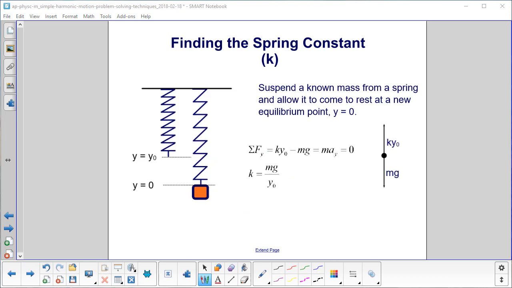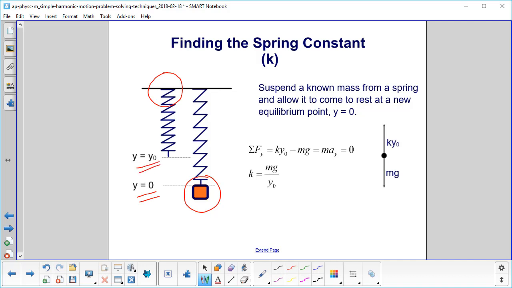A pretty standard experiment with springs and masses is to find the spring constant k. What you do is you have a spring here on the left side, hanging from a roof or a lab stand, and then you put a mass on it, and you notice that obviously it stretches the spring out. We're going to call the final position here y equals 0 and the initial y0.